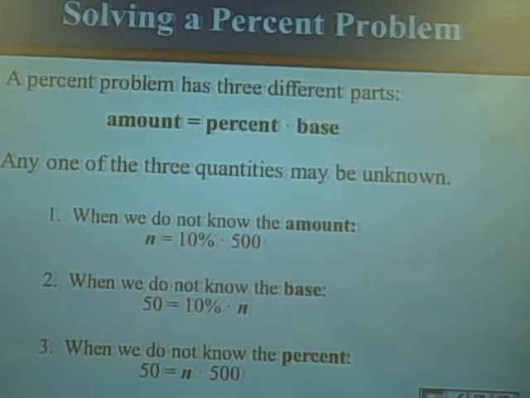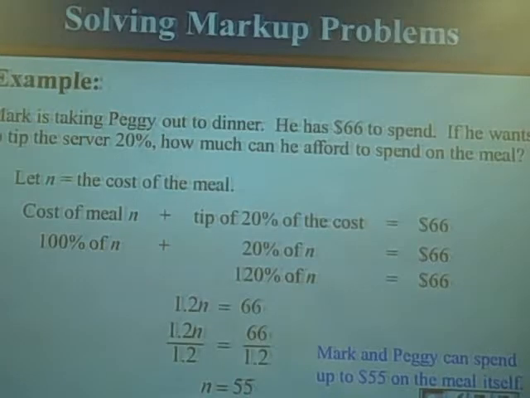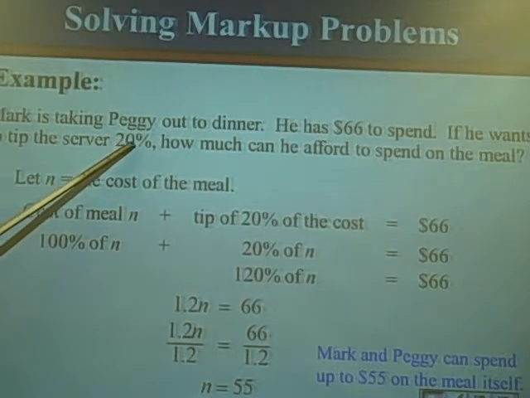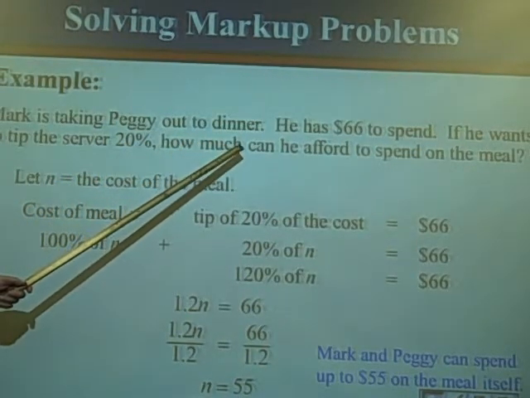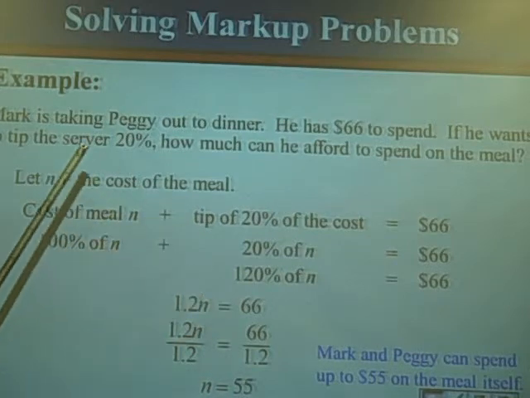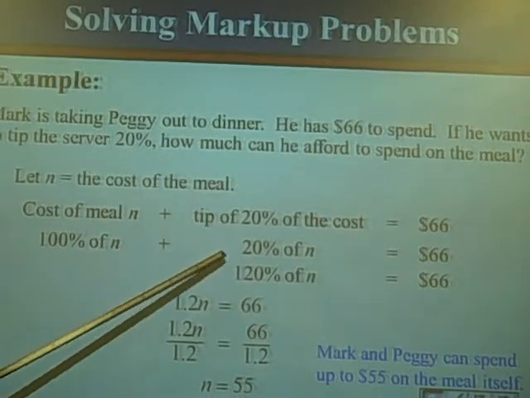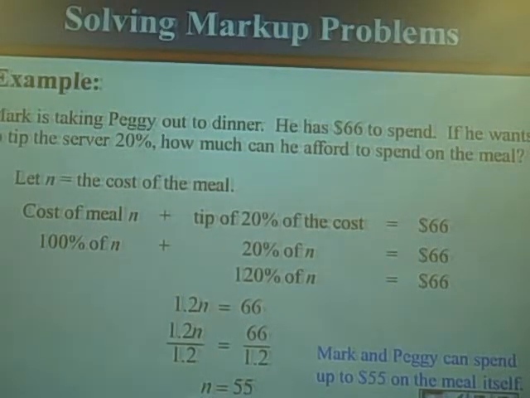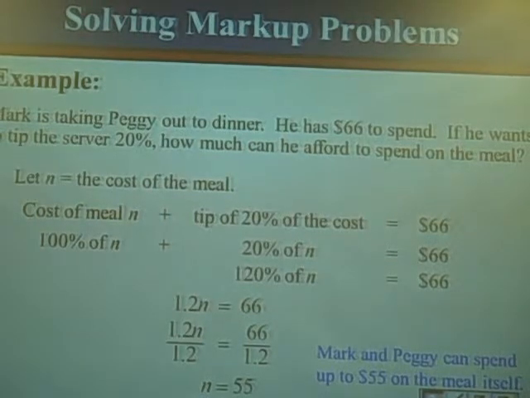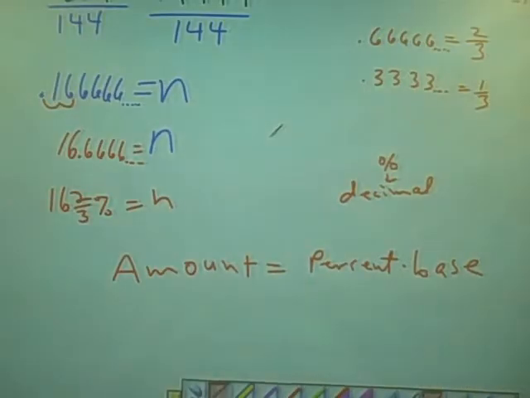So, let's see the next one. Mark is taking Peggy out to dinner. He has $66 to spend if he wants to tip the server 20%. How much can he afford to spend? Okay, he has 66 to spend, and he wants to tip 20%. So basically, we want to find how much of the meal he can afford.